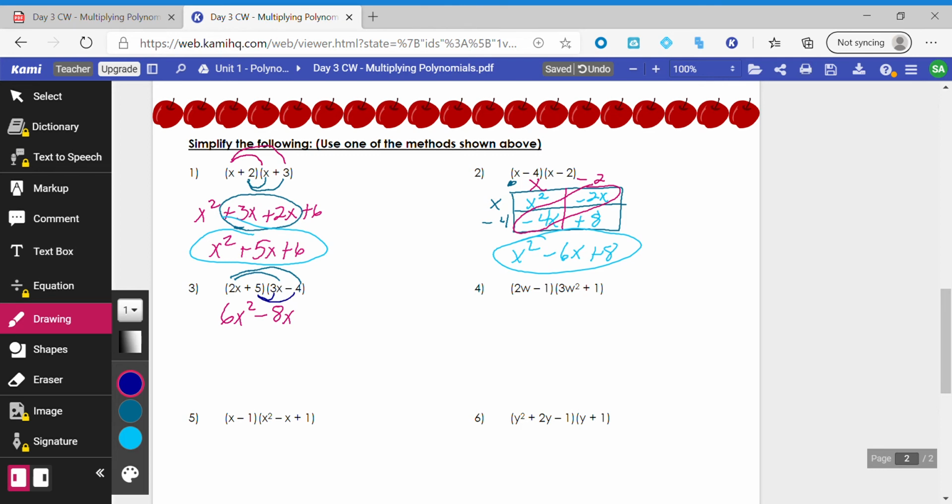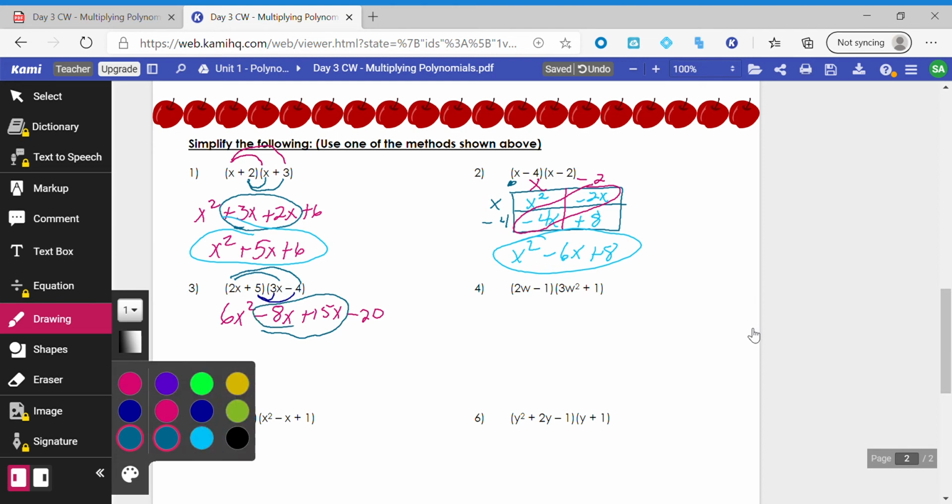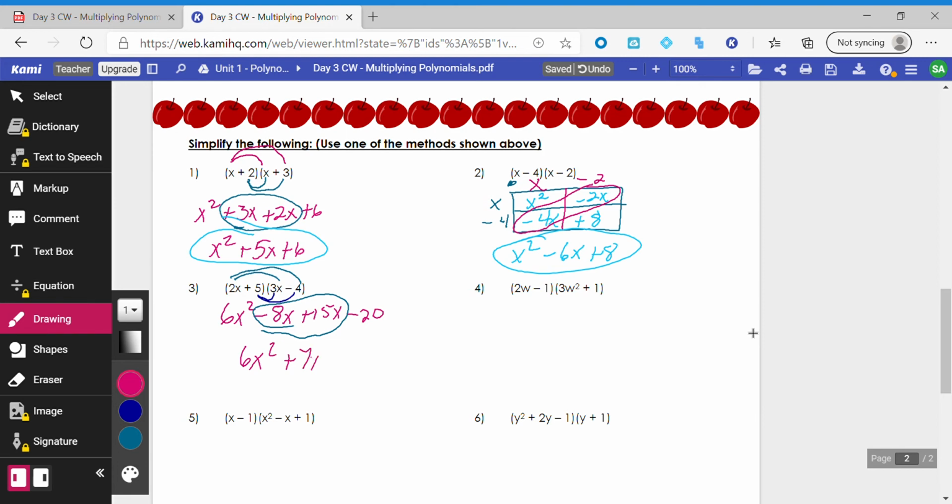So 5 times 3x, so we get plus 15x. 5 times negative 4, positive times negative makes negative. 5 times 4 is 20. And we're going to combine the like terms, the middle terms. So we have 6x squared plus 7x minus 20. So again, that's the distribution method.